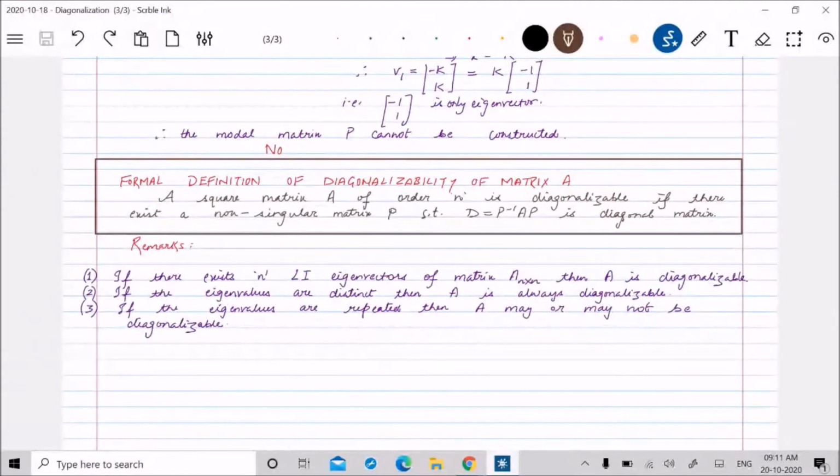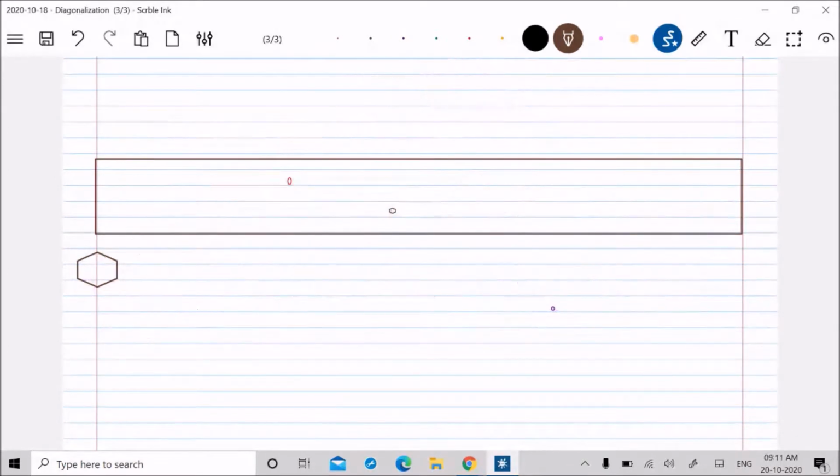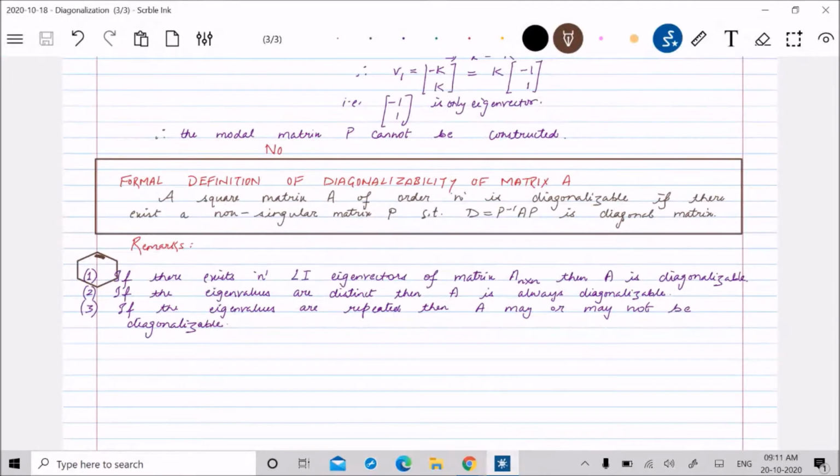The first remark says that if there exist n linearly independent eigenvectors for a matrix A which is of order n, then A is certainly diagonalizable. This is a kind of informal definition. This was a formal definition, but this informal definition is actually very helpful to understand what diagonalizability is. Suppose A is a matrix of order 10, and somehow you are able to have 10 linearly independent eigenvectors, right? Then you can say that A is diagonalizable.